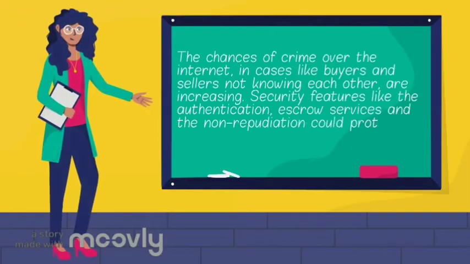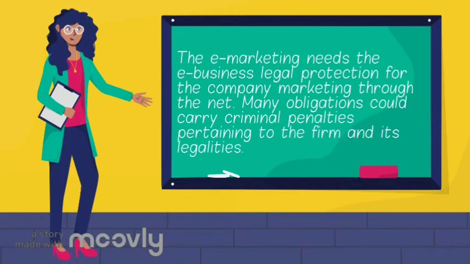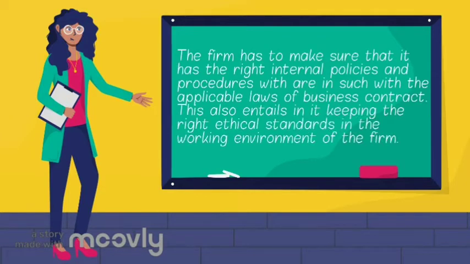The chances of crime over the internet, in cases like buyers and sellers not knowing each other, are increasing. Security features like authentication, escrow services, and non-repudiation could protect the company in e-commerce. E-marketing needs e-business legal protection for the company marketing through the net. Many obligations could carry criminal penalties pertaining to the firm and its legalities. The firm has to make sure that it has the right internal policies and procedures in line with the applicable laws of business contract. This also entails keeping the right ethical standards in the working environment of the firm.